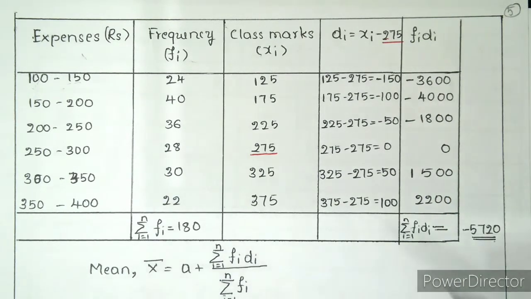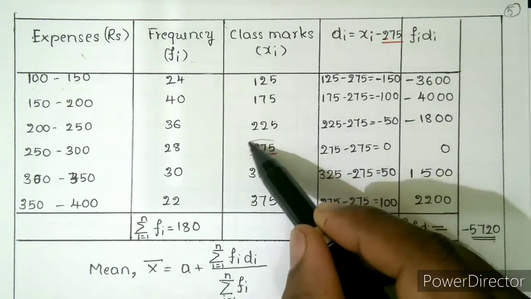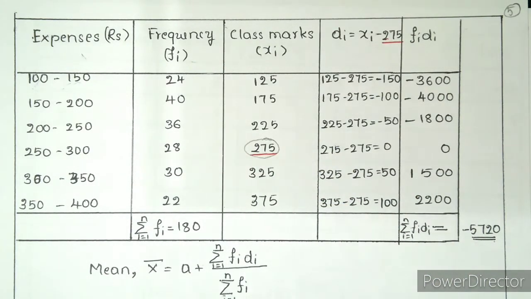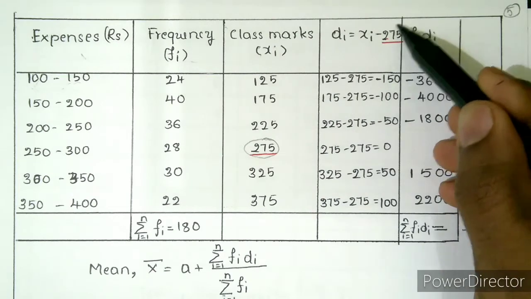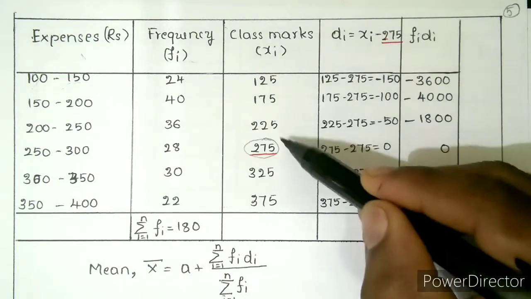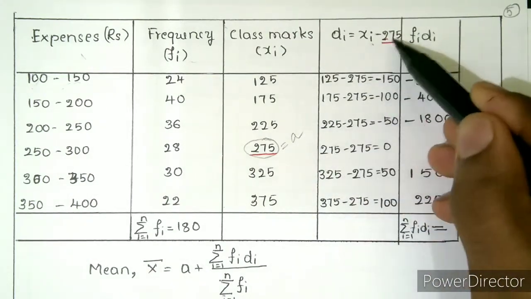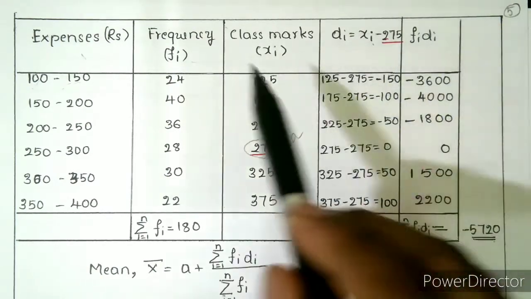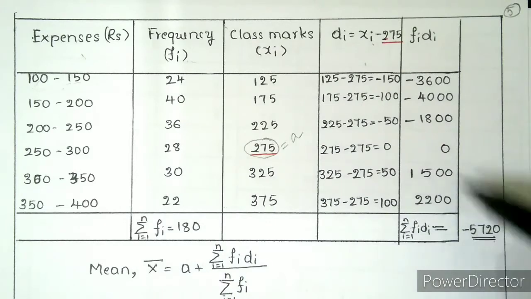So in that we have to assume the class mark, the middle class mark. And how do you get di? So xi minus a, where this is a now. You get some value, so that is di. Then multiply fi di. So that is the last column.